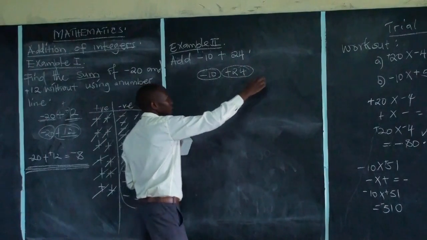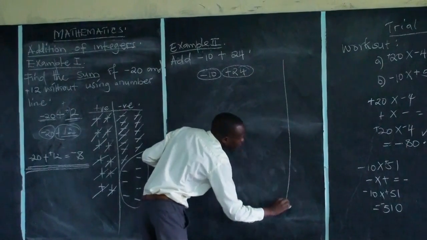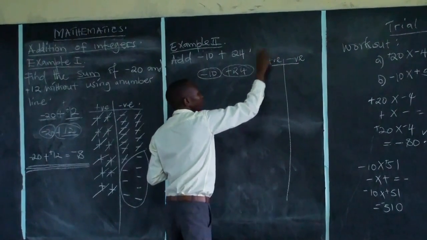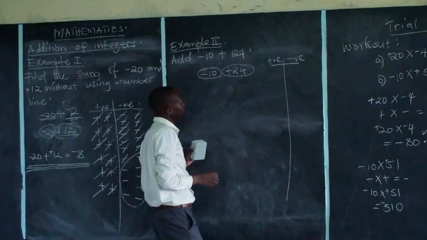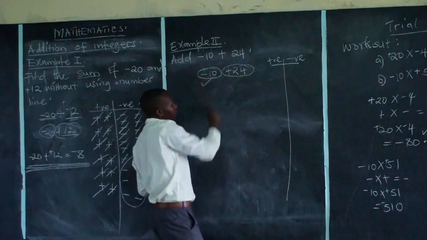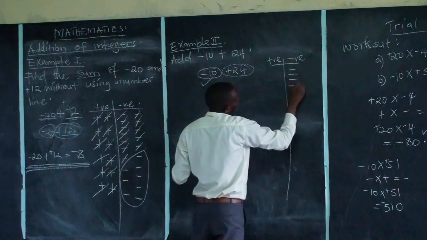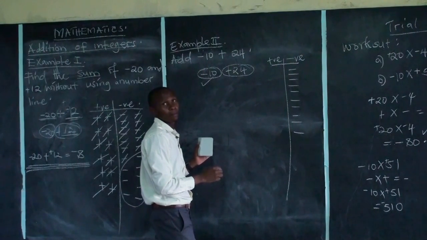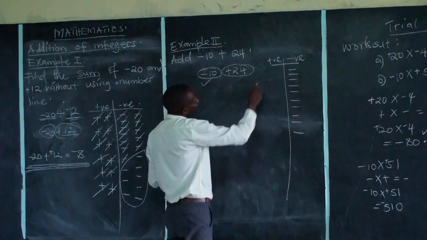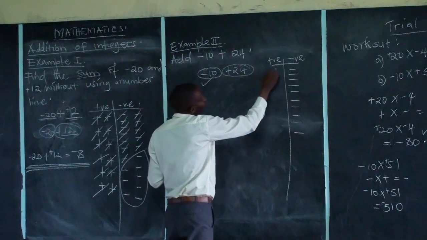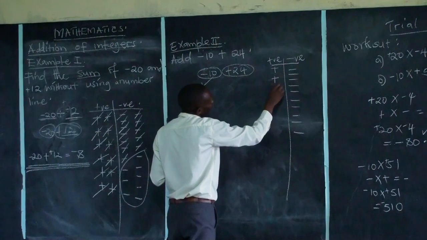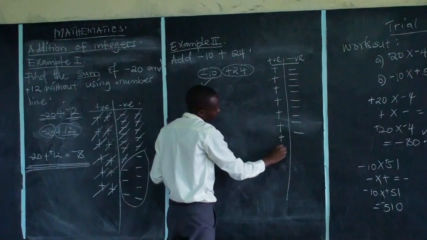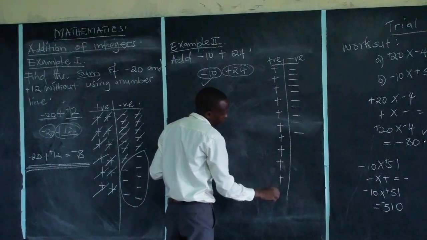So from there, we shall draw our table. Identify one side as negative, one side as a positive. After identifying there, how many negatives do we have here? We have 10. So I will say 1, 2, 3, 4, 5, 6, 7, 8, 9, 10. Then from there, I will come to positive side. How many do we have? 24. I will say 1, 2, 3, 4, 5, 6, 7, 8, 9, 10, 11.